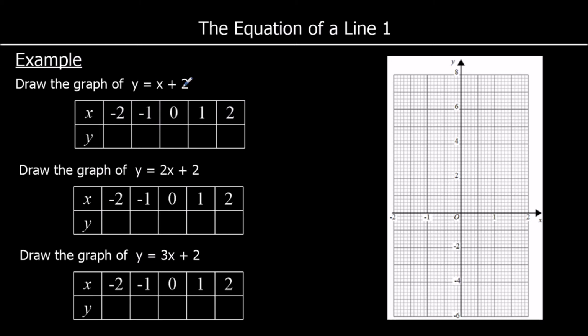So y is x plus 2 when x is 2. Y is 2 plus 2, and 2 plus 2 is 4. When x is 1, y will be 1 plus 2, which is 3. When x is 0, we've got 0 plus 2. When x is negative 1, it's negative 1 plus 2, which is 1. And negative 2 plus 2 is 0. So this should form a nice straight line. It goes up in 1 every time.